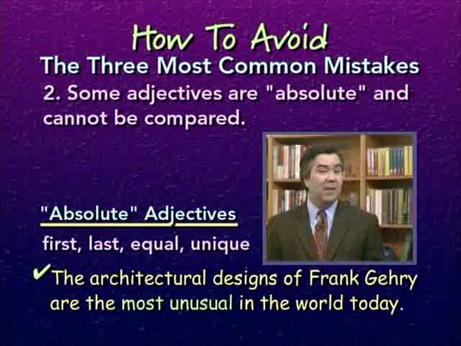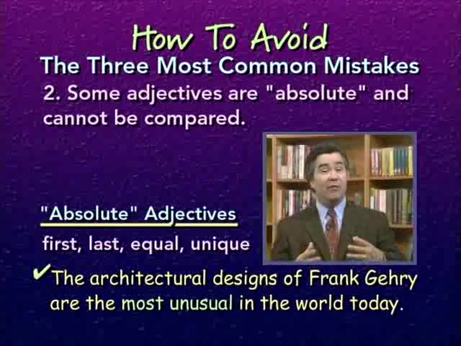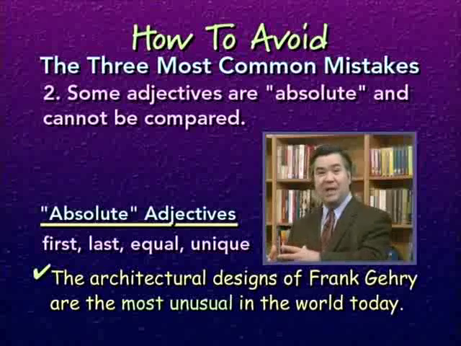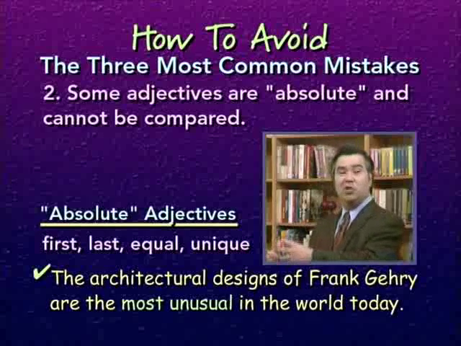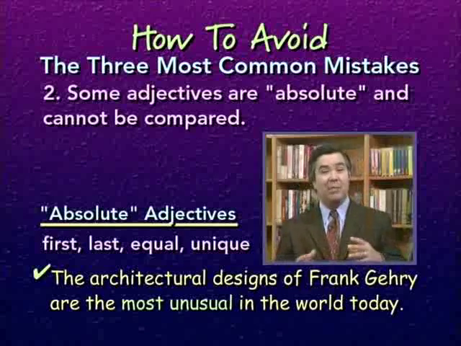You can see that this makes sense because there could be degrees of something being unusual. You could have one architect whose work is unusual, someone else who's even more unusual, and another person who's even more unusual than that. So unusual is different from unique, and it can be compared.